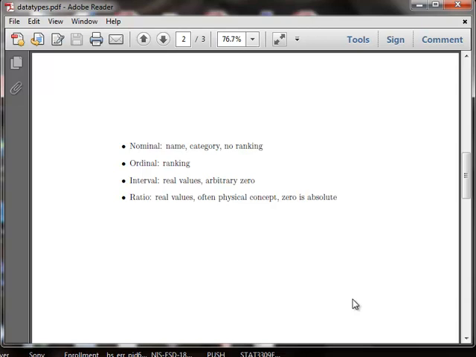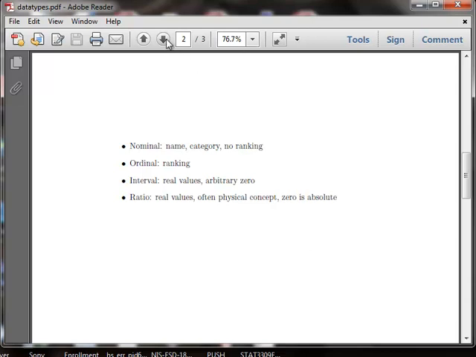Now on the other hand, ratio data, this has your real values. It's physical concepts. Think about holding up an apple in your hand. Then you eat the apple. How many apples do you have left? 0. Okay, 0 is absolute. Once you eat that apple, it's gone. Or if you hold up a marker in your hand and somebody takes it from you, how many markers do you have? 0. That's it. So ratio values have a sort of a fixed kind of 0. Once it's gone, it's gone.